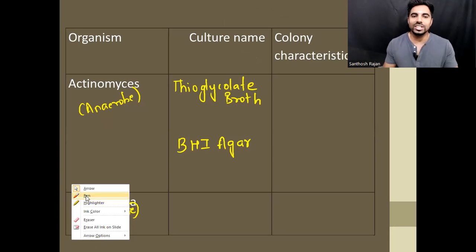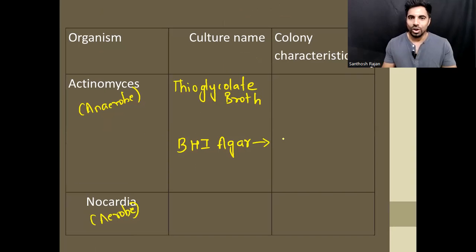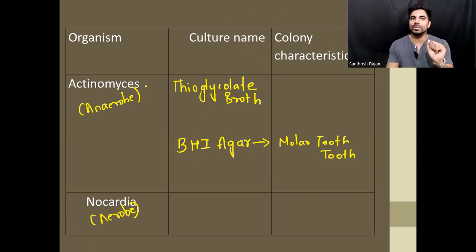In BHI agar, what are you going to see? Molar tooth colonies. Molar tooth. You look at that model, right? Molar tooth. Okay. Actinomyces Israeli is the complete name. That's the species name. Actinomyces Israeli.